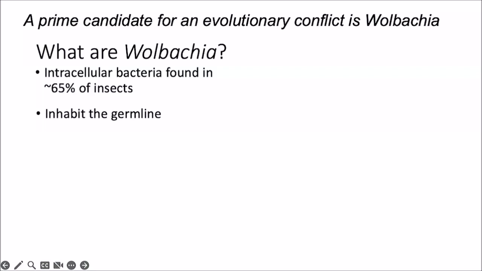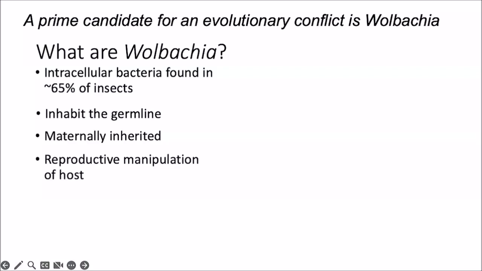It's also found in some other tissues as well. It's purely intracellular, maternally inherited, and it turns out to be a key manipulator of reproduction in females. If you take a female that's infected and mate her with a male that's uninfected, essentially all the progeny will be infected with Wolbachia. It will transmit, and it increases in frequency through populations.